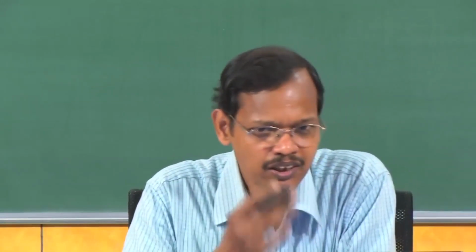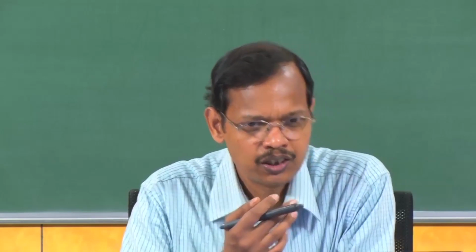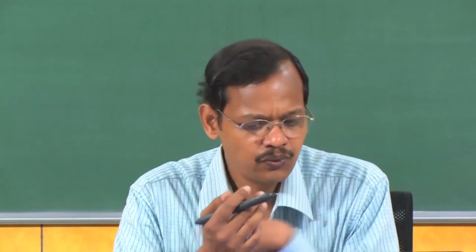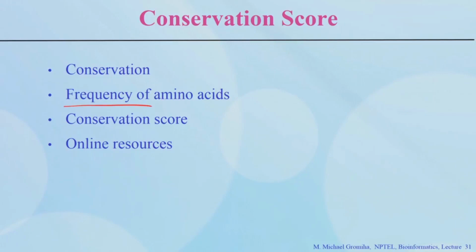So, how to calculate the conservation score? There is a 2 step procedure. First, what you have to do? First, we have to get the frequency of amino acids and then we need to convert it into a score. What are the various ways to get the frequency of amino acids? Weighted frequency, unweighted frequency, and the random, the independent counts.